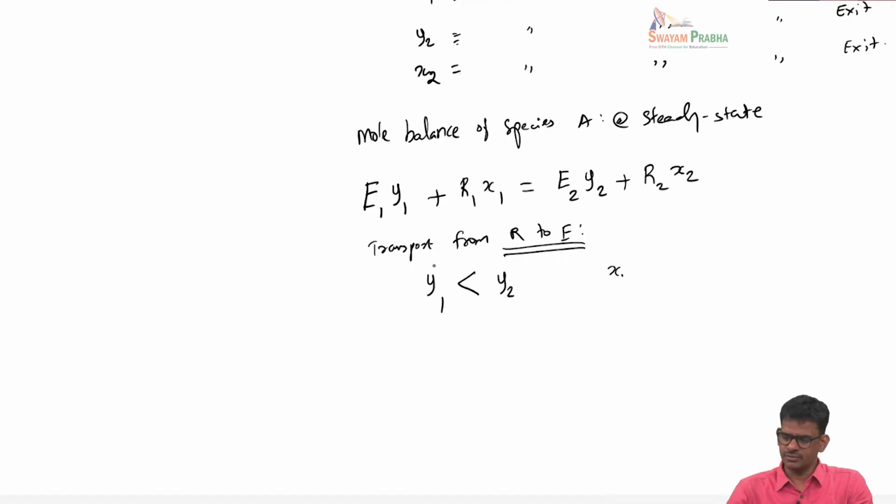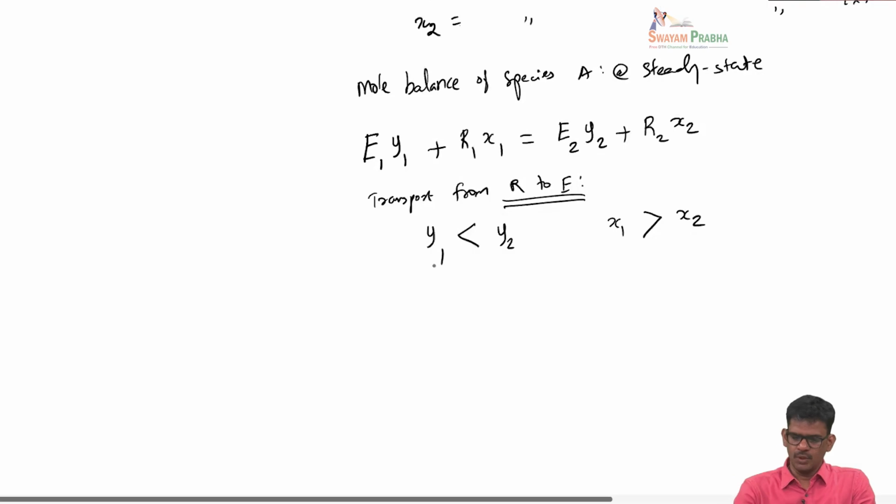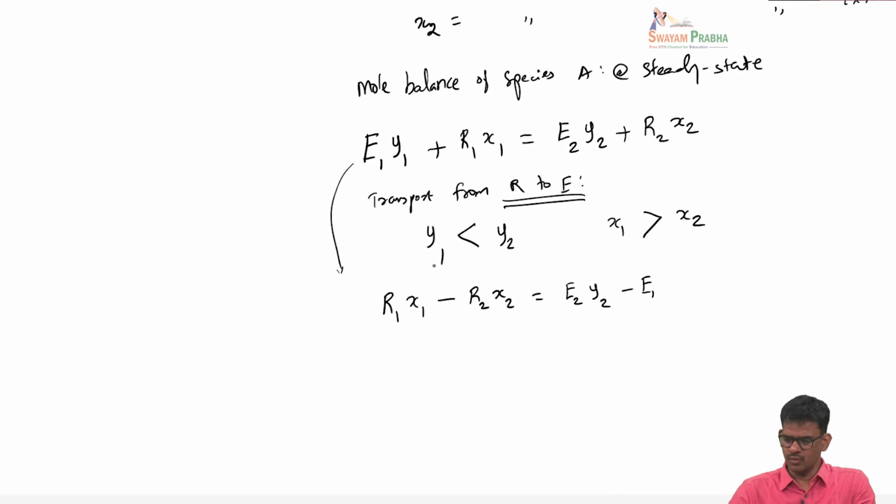What about X1 and X2? X1 will be greater than X2. We are saying this intuitively because we understand mass balance has to be satisfied. If the number of moles is going down in one phase, an equal number of moles should be increasing in the other phase. So we will take this equation and write R1 X1 minus R2 X2 is equal to E2 Y2 minus E1 Y1.